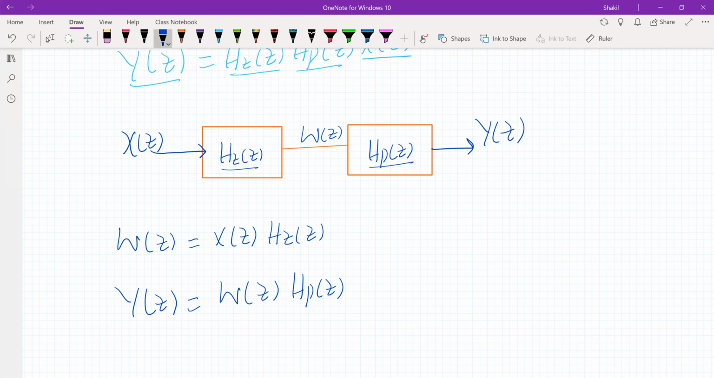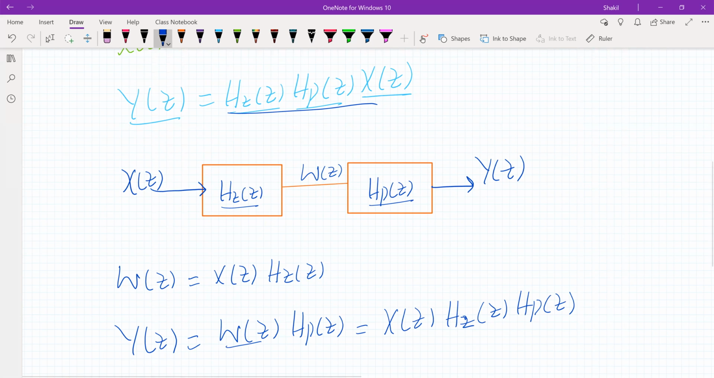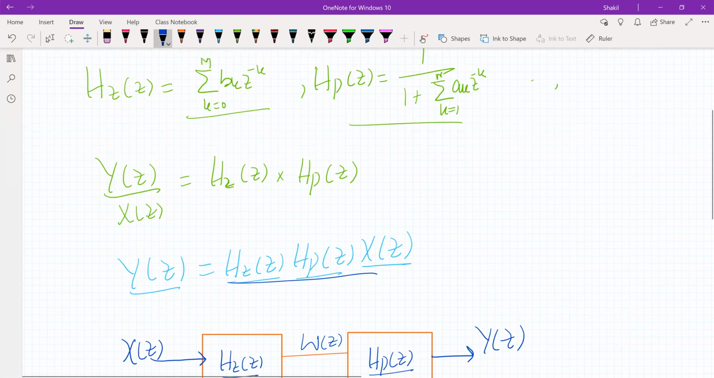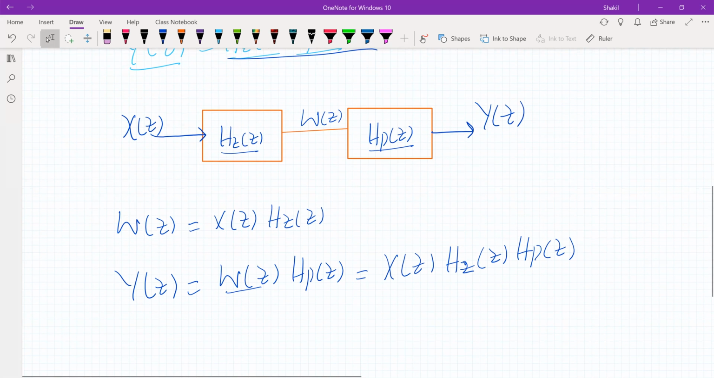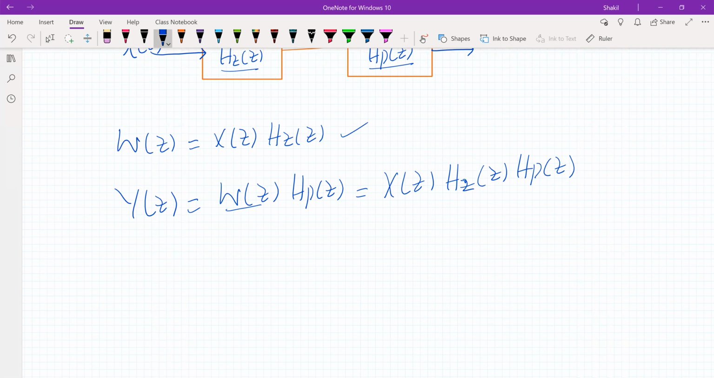Now remember, let me repeat it again. To compute the output of any system in frequency domain, just multiply the transform of the input by the transfer function, and that will give you the transform of the output. Now substituting the value of W of z here, that will be X of z, Hz of z, and Hp of z. Isn't it the same? So we haven't actually done anything, but we have only separated the two transfer functions into two blocks or two systems.